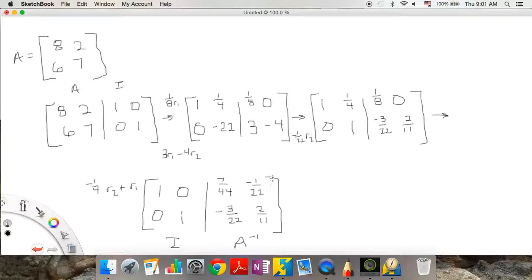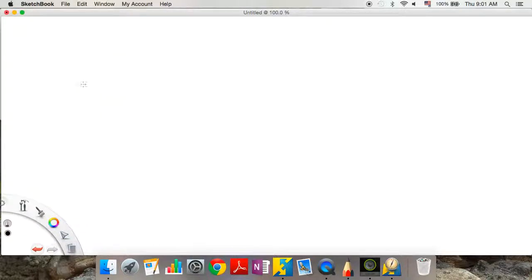Now, we've talked about lots of different ways to solve equations, and these inverses are one way to help us solve equations. So if we have this, let's set up a system of equations here and use our inverses to solve them.